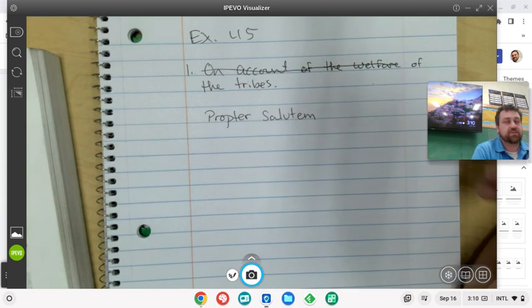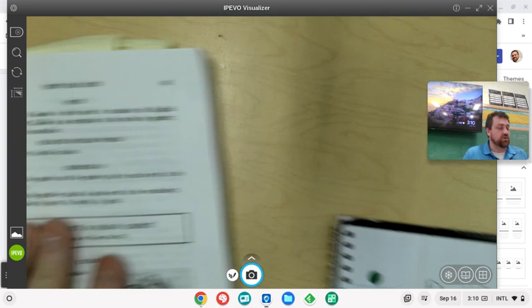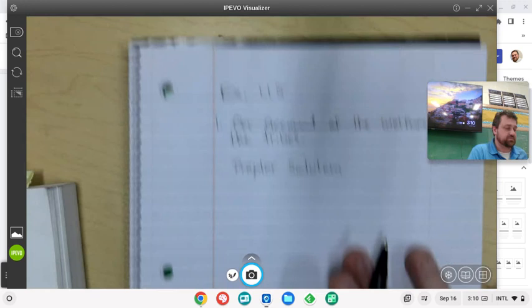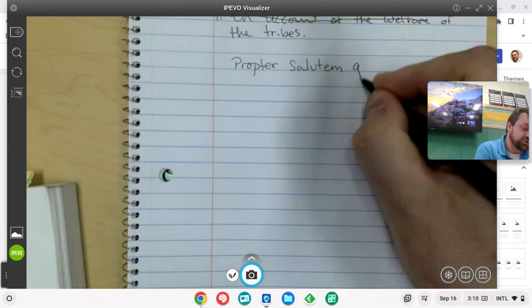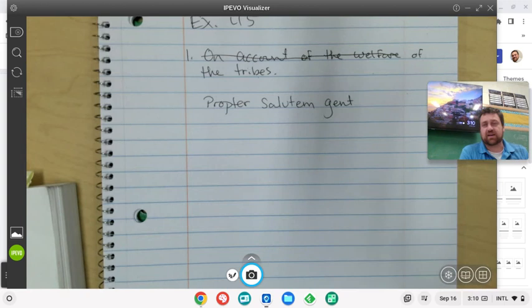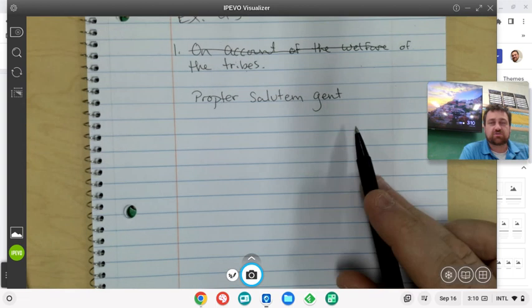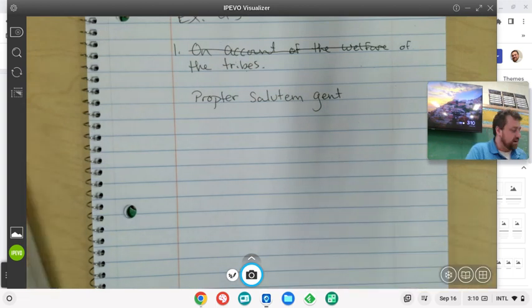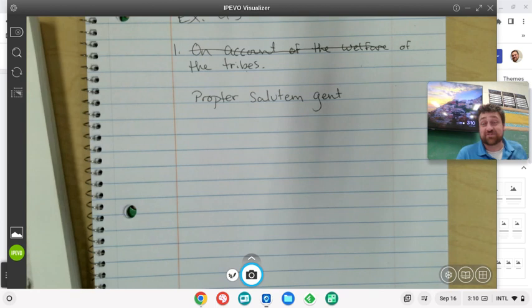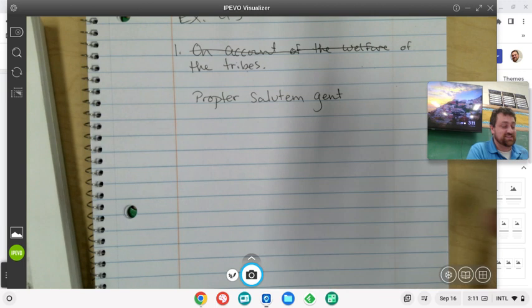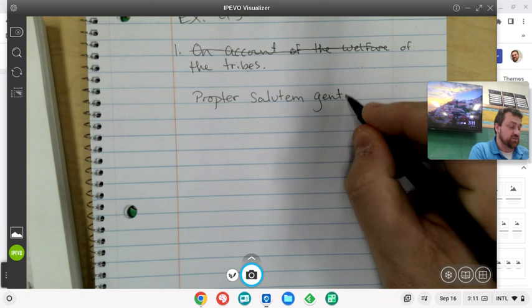Now tribes is one of our new words, gens, gentis. We're going to put the gent, please excuse my classical pronunciation, trying my best. Propter salutem gent, and of the tribes. Oh, this is the genitive plural, right? So our stem ends in an nt, so it's not going to be gentum, it's going to be gentium.